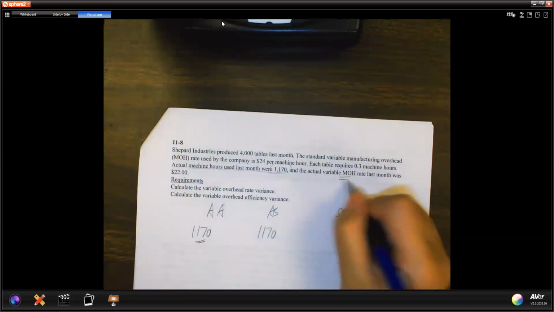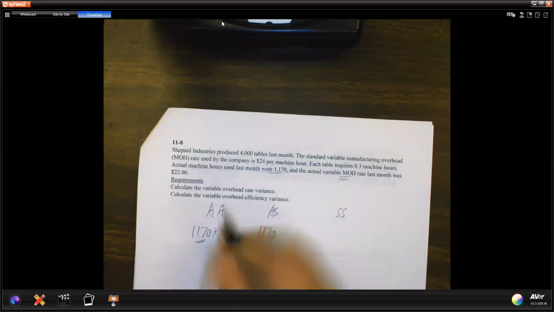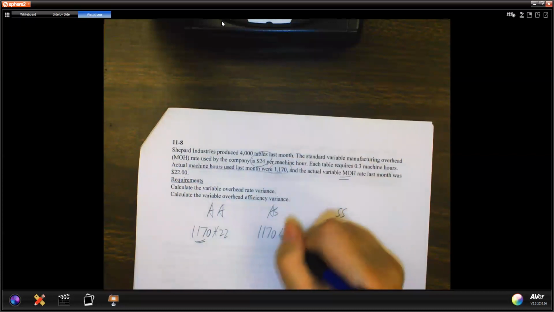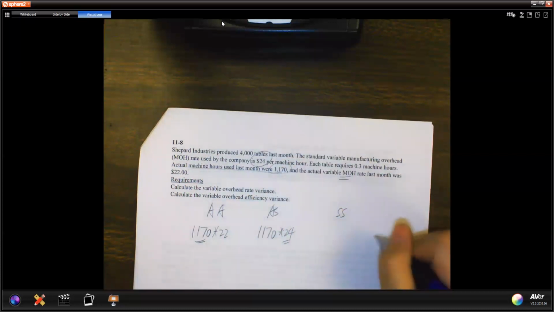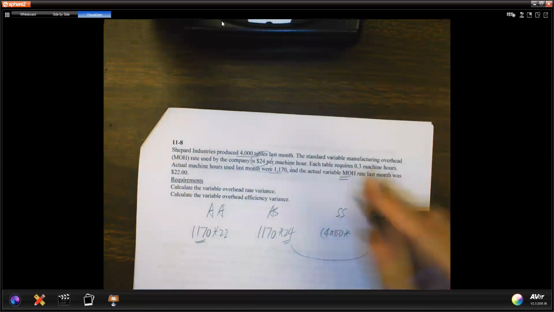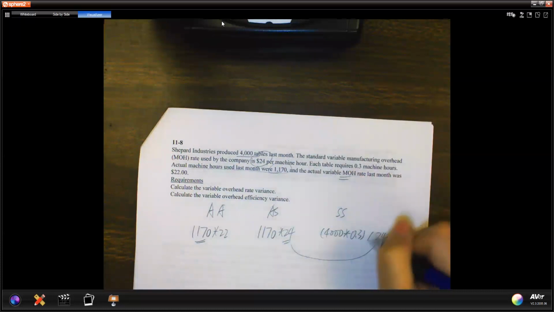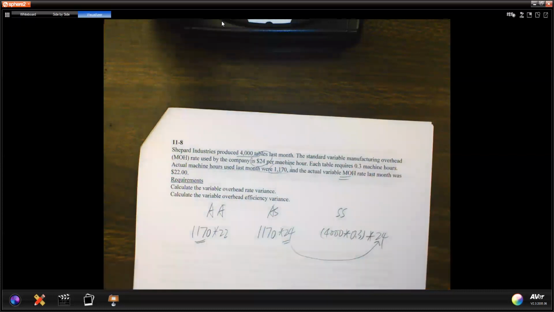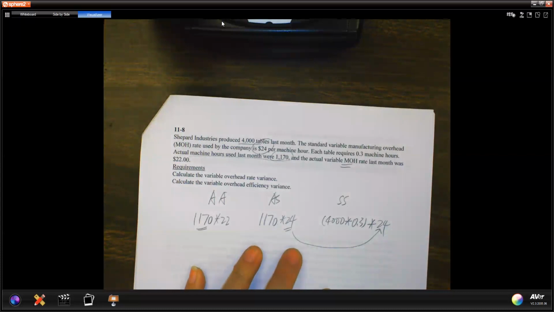Actual rate was 22, so I just put 22 as actual. My standard budget is 24. When I put 24 there, I put 24 here also. I produced 4,000 tables, and for each table I should allocate 0.3 machine hours. So I put all the numbers there. One more time, I will show you my final results in a handout.